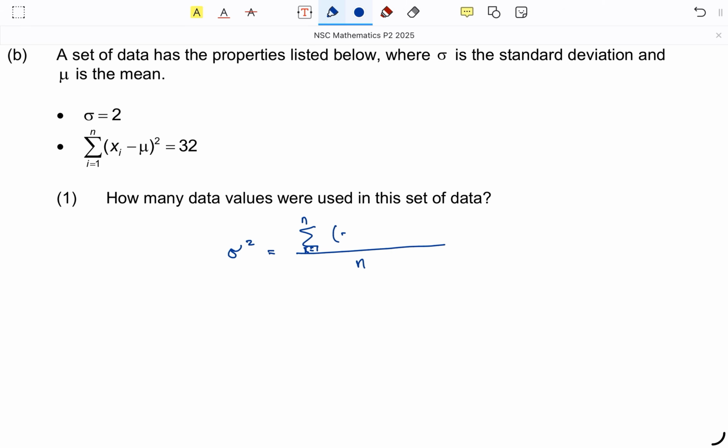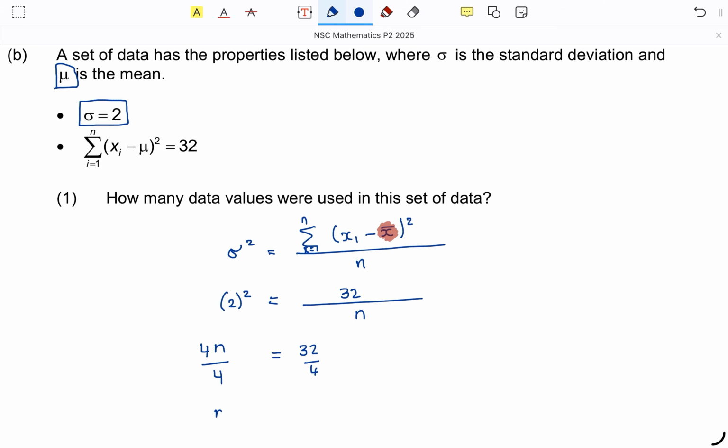Now we know that this little sign that I'm highlighting in red actually refers to the mean. So they tell us that this sign in the given equation now represents the mean, and then they give us this little sign as well for 2. So we're just going to sub in everything into its place. The 32 now actually is the value that goes at the top of the fraction. Then we're going to multiply the denominator away, and then we can divide the 4 away, and it leaves us with 8. So therefore, we had 8 values in this data set.